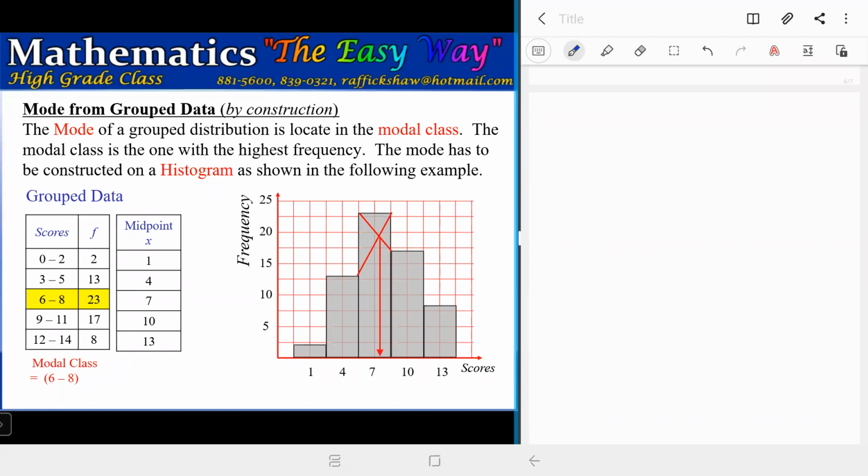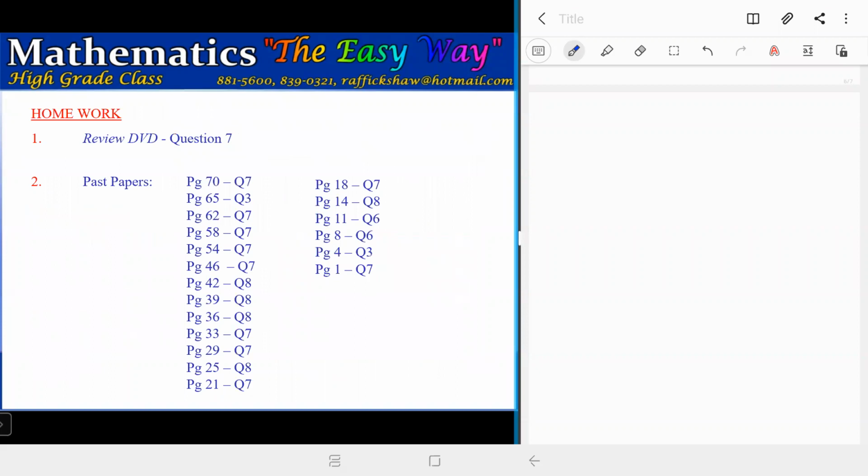So to do the mode from grouped data, you have to draw a histogram. After you draw the histogram, you go on the tallest bar and do that diagonal thing there. From the top right-hand corner to the top of the bar before, and the top left-hand corner to the top of the bar after. Where those two diagonal lines intersect, you plot down on the graph to find the mode. That is the mode from grouped data. This is 7.4, the mode. I think we'll finish right there with the notes.